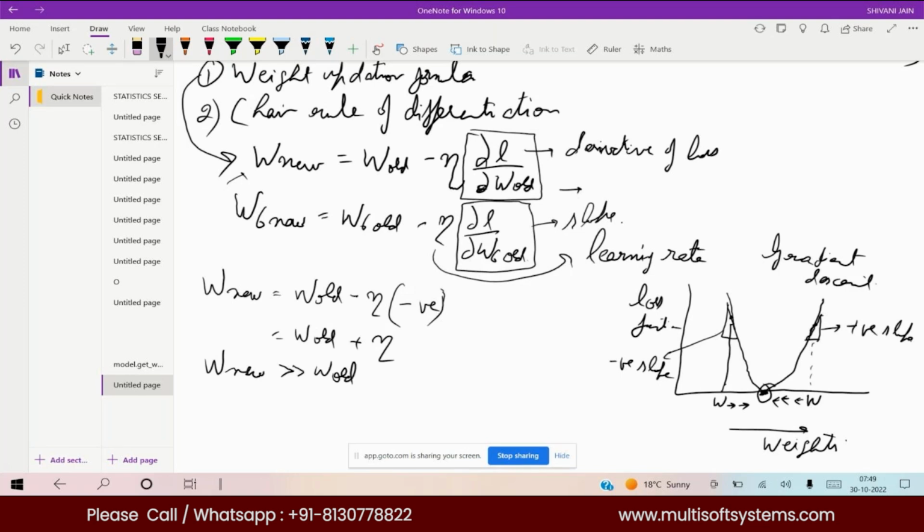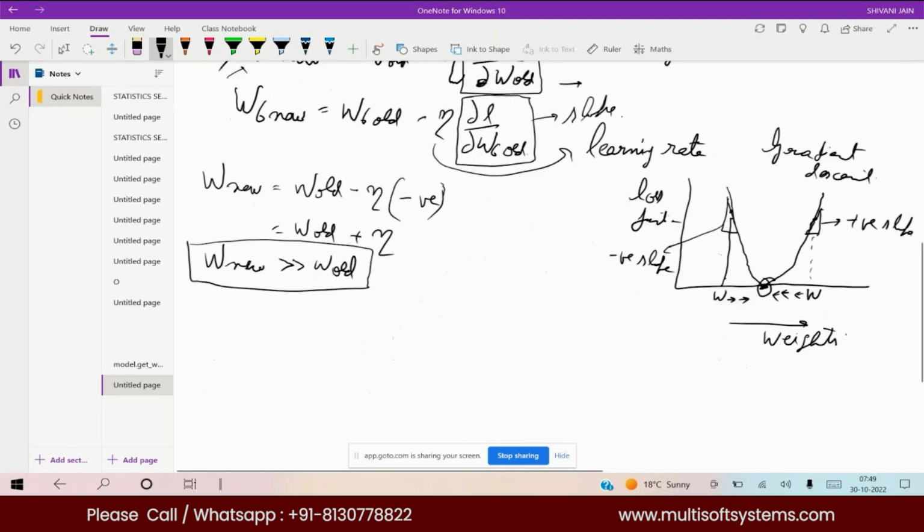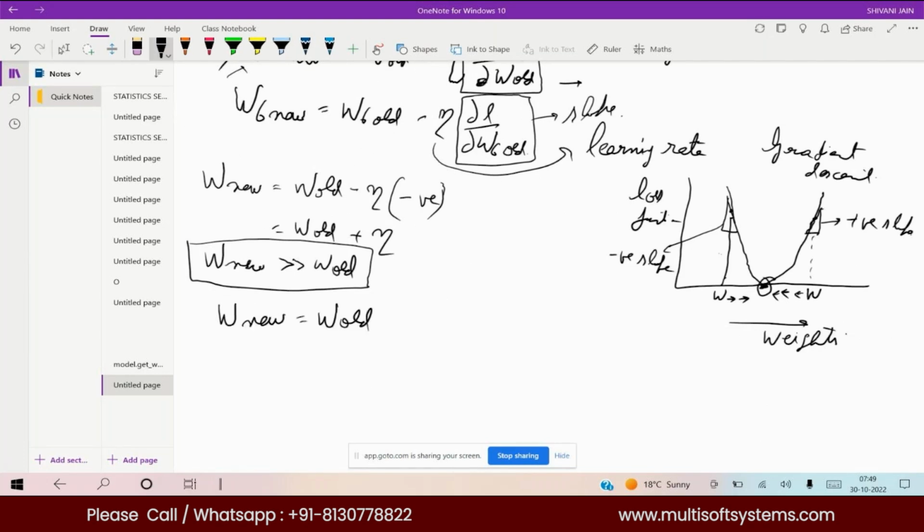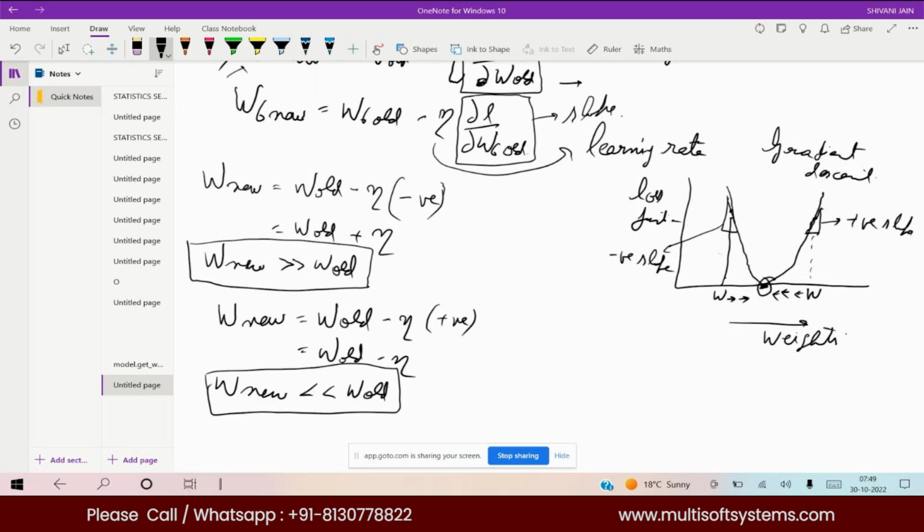This is what we are saying. In case of a negative slope, we are saying that the weight should increase. And here also I'm saying my new weight will be greater than the old weight, right? In the same case, if we have a positive slope, it will reduce: W old minus eta of a positive value. So in this case, my W new will be less than W old, right? The same thing we are saying: if the slope is positive, we will decrease it, so W new will be lesser than W old.